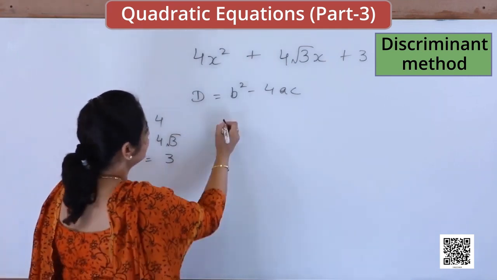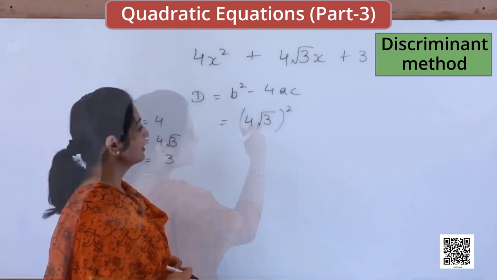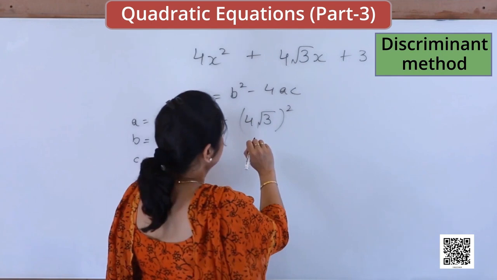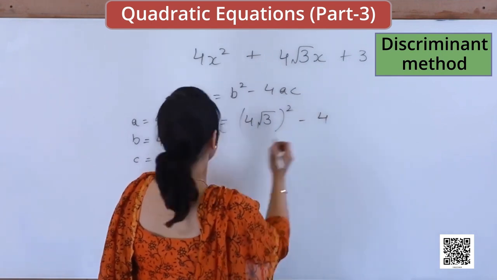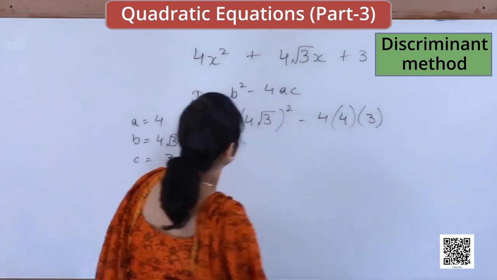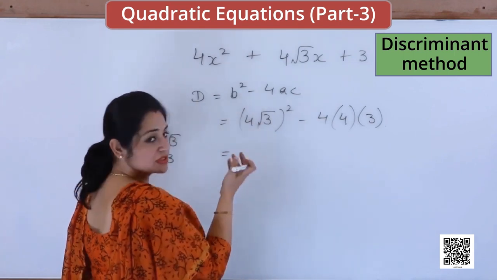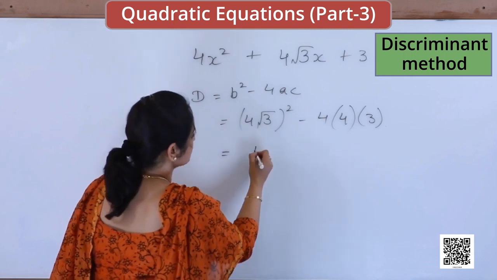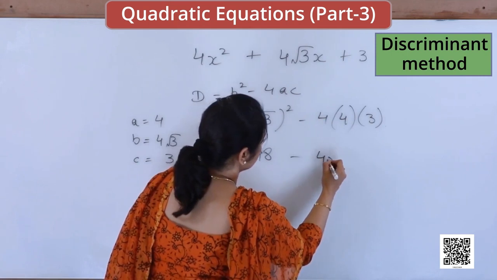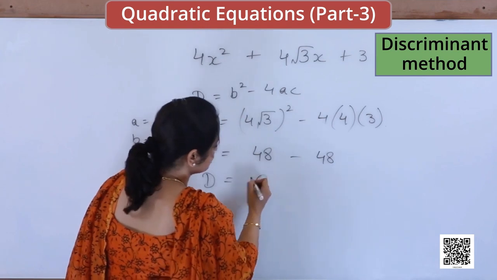Now putting these values, b square, so 4 under root 3 whole squared. We'll do the square of under root 3 and we'll get 3. And then we have minus 4 multiplied by a, that is 4, multiplied by c, which is 3 here. Now solving this, 4 under root 3 multiplied by under root 3 will give us 3, and 4 4s are 16, 16 3s are 48. Here also 4 4s are 16, 16 3s are 48. So the value of d here is 0. 48 minus 48 equals to 0.